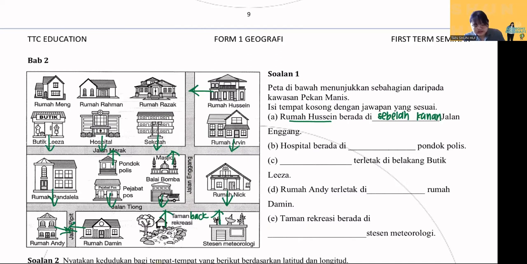Now, next one. Hospital berada di upper Pondok Police. Okay, so let's see. Where is your Pondok Police? Pondok Police is here. So Pondok Police is a building. Building must be facing the road. Right? They're facing the road. So road is here, Jalan Merah. So here is in front. So where is hospital? Yes, hadapan. You got it? The rest? Your building must be facing the road. Facing your road.